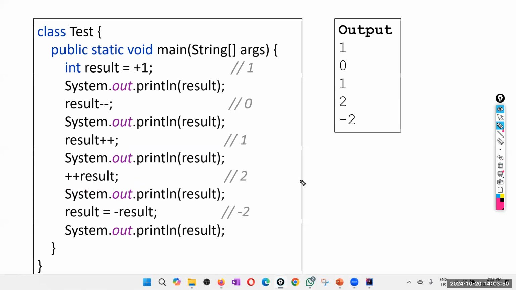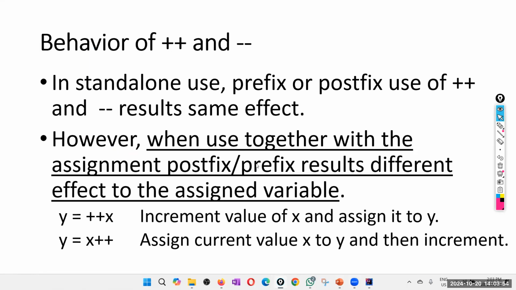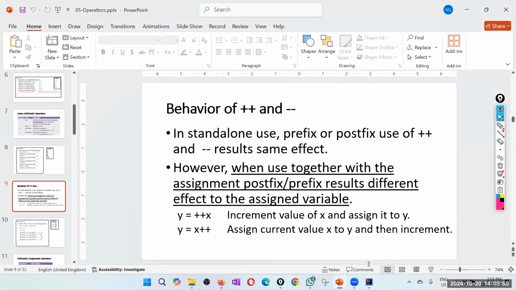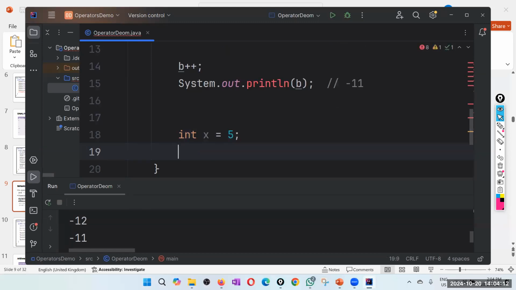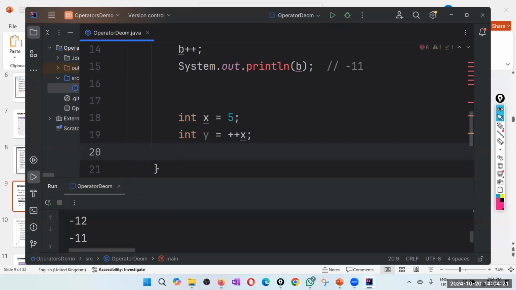But there's a tricky scenario when you use it with the equal mark. Let me explain that, because examiners are really interested in those tricky scenarios. Let's assume I have a variable, say int x equal 10. Okay, let's say x equal 5. Now I want to do something like this: int y equal plus plus x. Now I want to print x and y.